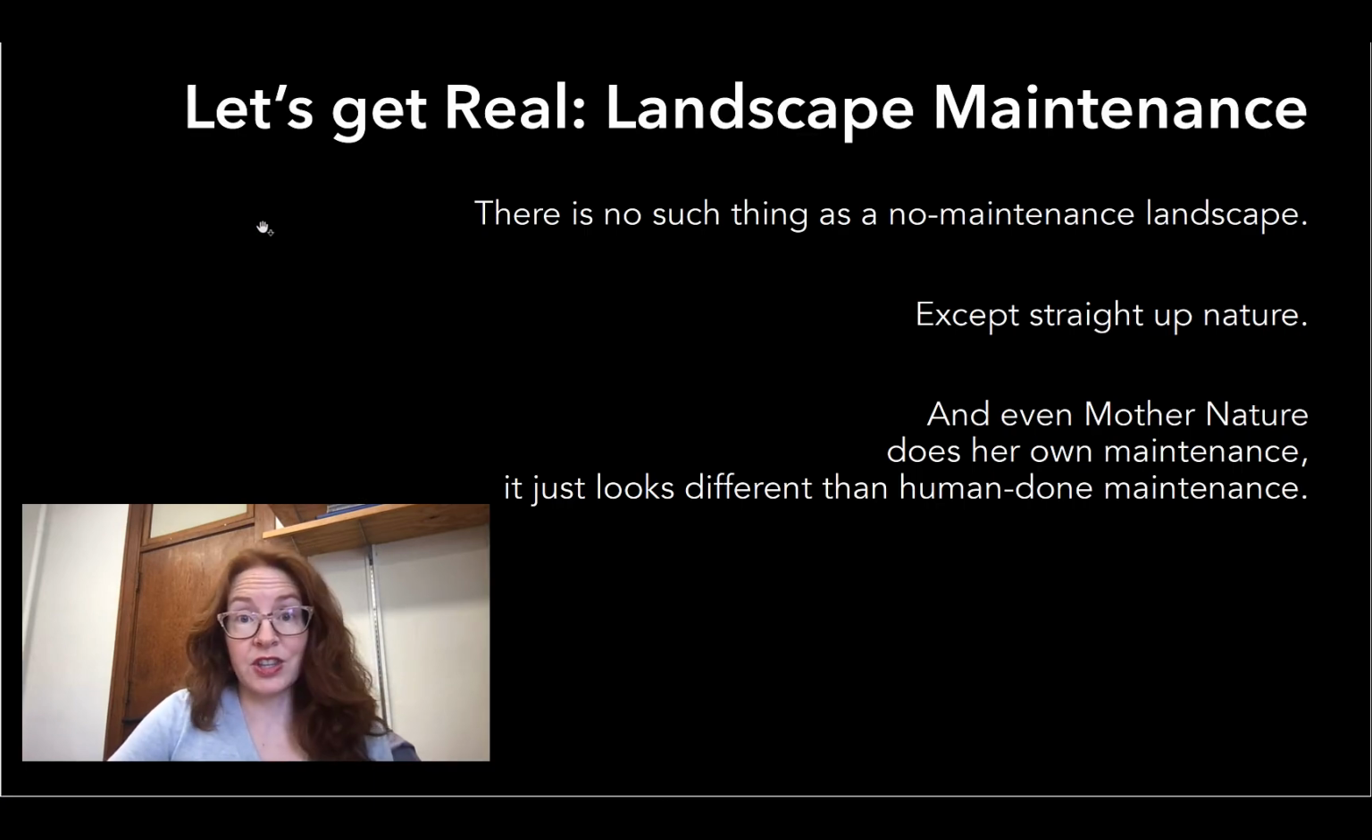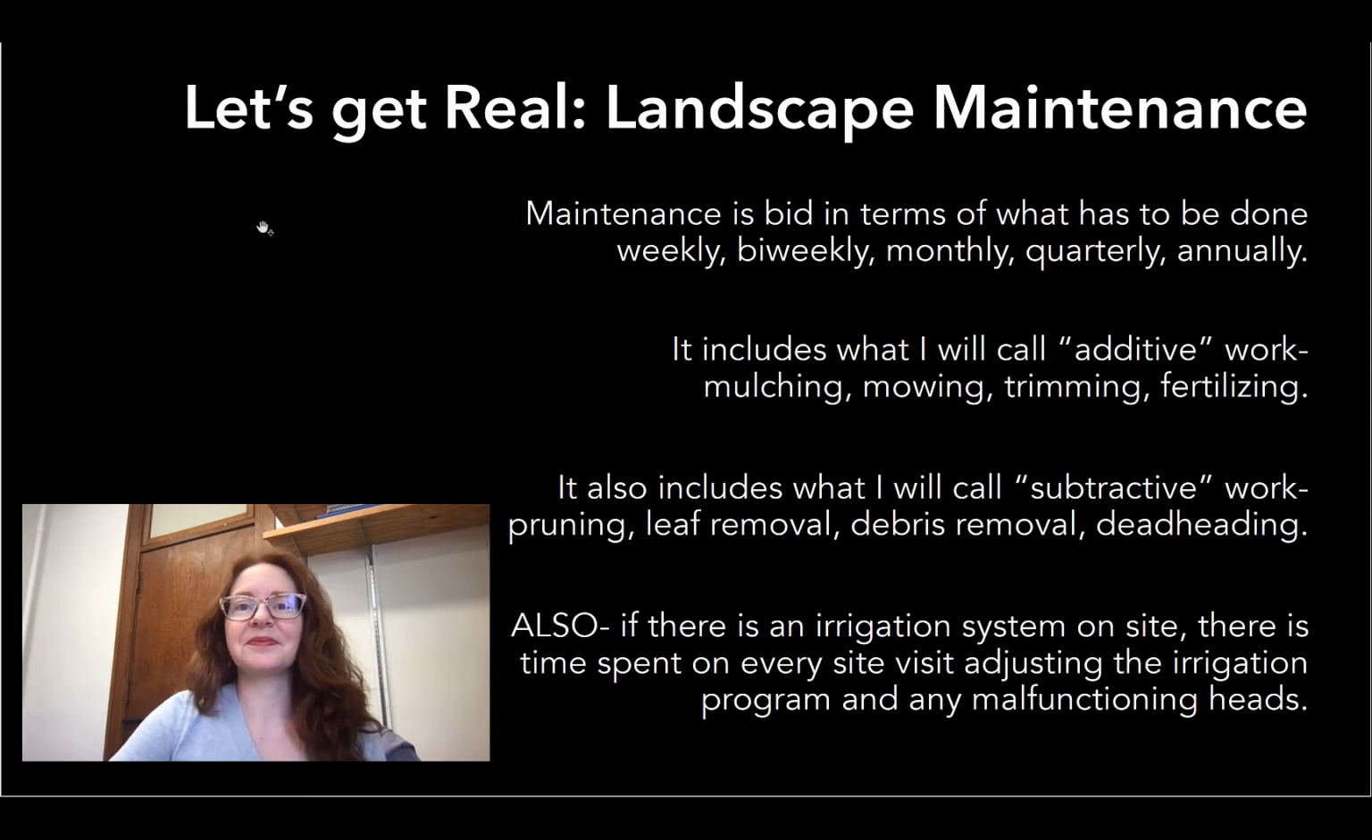There's no such thing as a no maintenance landscape. I mean, unless you're just talking about straight up Mother Nature landscapes. And even Mother Nature does her own maintenance. It just looks a little bit different than the way that we do it. Some other things to think about.